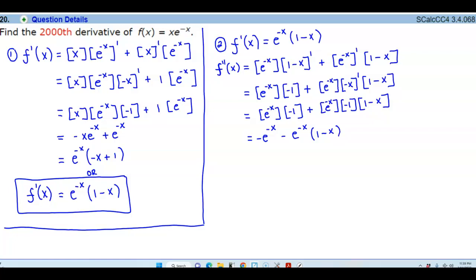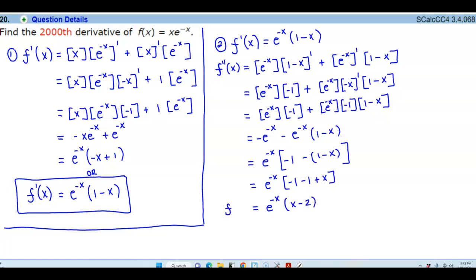So now what we're going to do is factor out the e to the negative x. So let's go ahead and do that. We're going to factor out an e to the negative x of those two terms. What we have is minus 1 minus times 1 minus x. Okay, so now let's go ahead and distribute here. So if we distribute, we have e to the negative x times negative 1 minus 1 plus x. So we end up with e to the negative x times x minus 2. So that represents the second derivative.